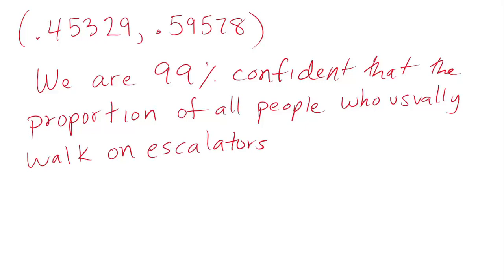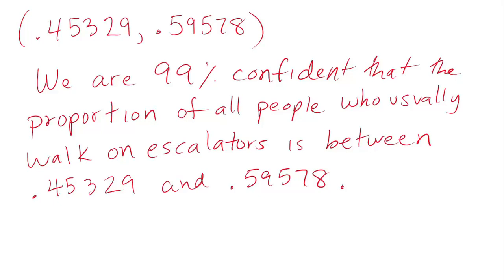And what are we so sure about? That the proportion of all people who usually walk on escalators is between those two bounds. You might choose to write them as percentages because that feels a little more natural, somewhere between 45.329% and 59.578%. I would encourage you that if you do that, you change the word proportion to percentage. I don't know if it's fair to say that that should be required, but it avoids ambiguity that people might think that you're talking about 0.45% here instead of 45%, which is what it really means. So we're very sure that somewhere between 45 and 60% of all people walk on escalators most of the time.